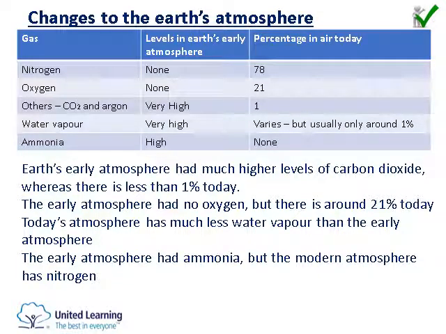So what you should have found is that the Earth's early atmosphere had much higher levels of carbon dioxide. There's less than 1% of carbon dioxide in the atmosphere today, which is probably much lower than you would expect. In the early atmosphere, there was no oxygen. That's gone up to about 21% today. There's much less water vapour in the atmosphere today compared to the early atmosphere, and that's because we now have oceans. The early atmosphere also had lots of ammonia, but we have nitrogen in the modern atmosphere, and it's nitrogen which makes up the majority of the atmosphere today, being about 78%.